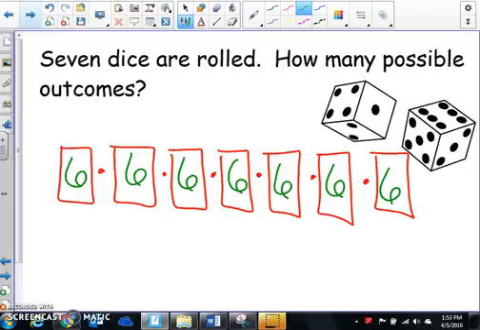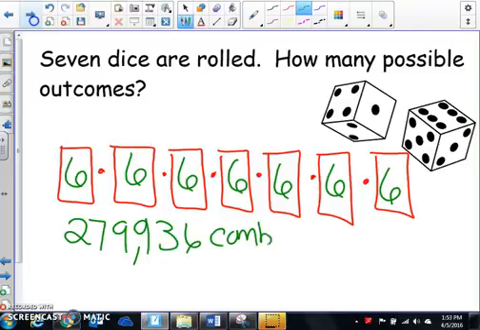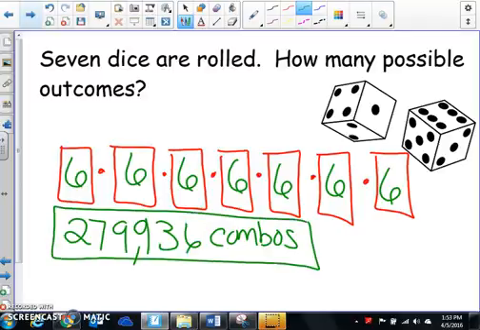So each time I'm multiplying. All right, so I need to do 6 times 6 times 6 times 6 times 6 times 6, 1, 2, 3, 4, 5, 6, and one more, giving me this large and in charge number. So lots of different combos. Okay, that's why Vegas always wins. There's tons and tons of combinations.